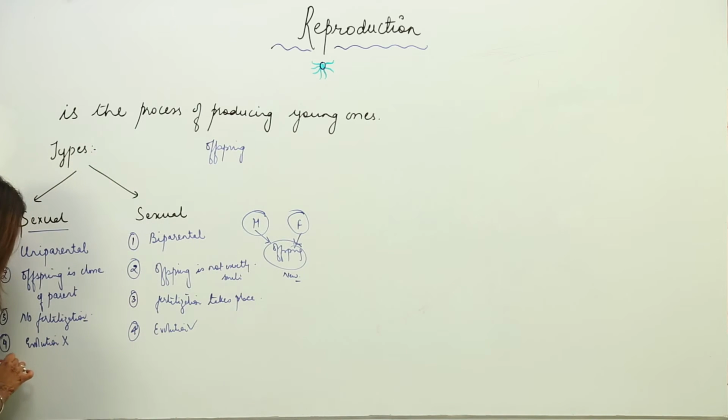In asexual reproduction, cell division occurs by binary fission, multiple fission. There are certain methods.